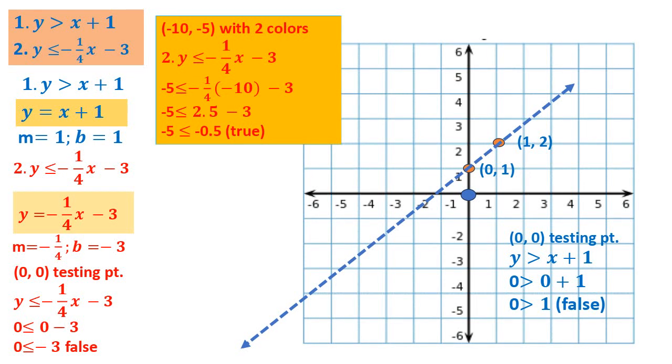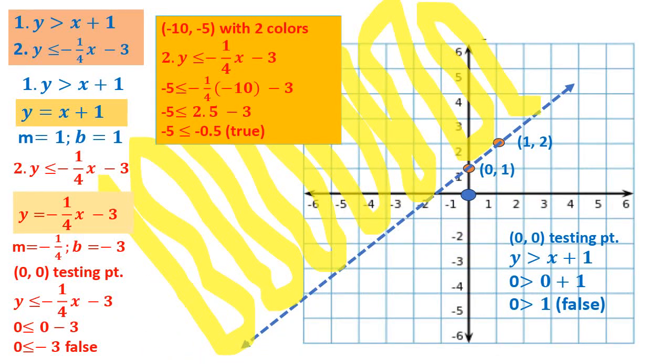So let us try to check using (0, 0), which is the testing point. So y is greater than x plus 1. Substituting y equals 0, is it greater than 0 plus 1? So 0 is greater than 1. So it is false. So since it is false and it is below the boundary line, that means the lower part is not the solution set but the upper part.